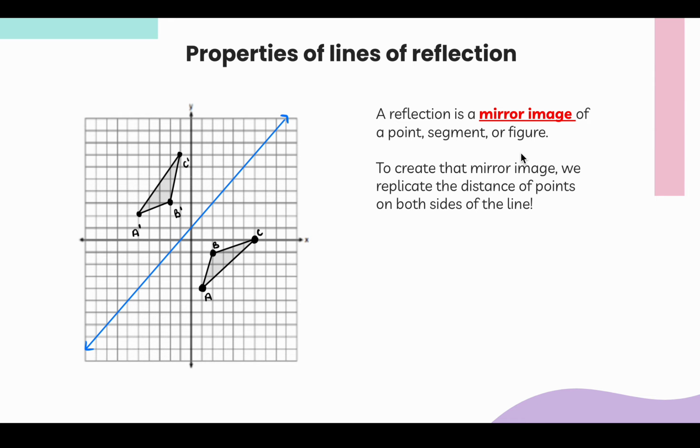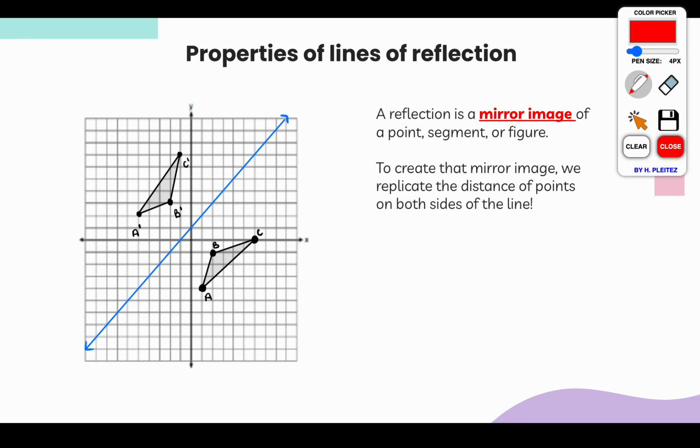So now, let's talk about properties of lines of reflection. A reflection, again, is a mirror image. Now, to create that mirror image, we replicate the distance of points on both sides of the line. So in this case, just to conceptualize this, if I calculate my distance from A to my line of reflection, and I calculate my distance from A prime to my line of reflection, I know that those distances should be exactly the same, right? Same thing for B and B prime, right?